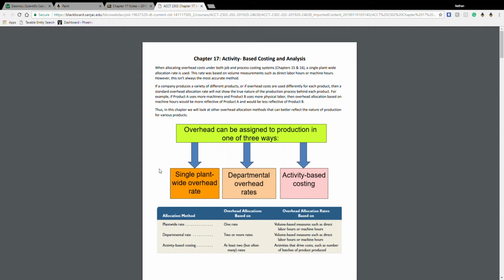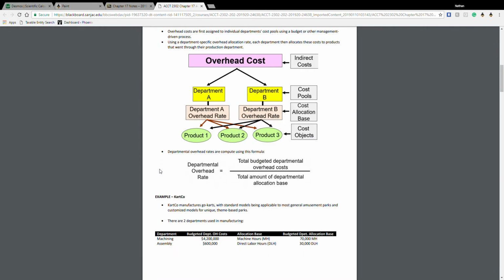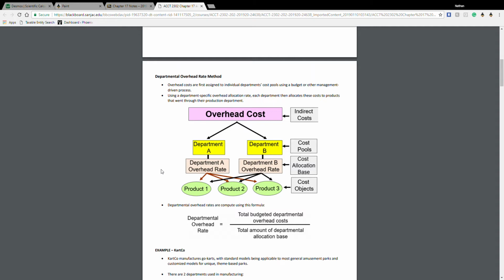So we're going to reflect on those two while we're going through the production process, and we're going to see how these are different from the plant-wide rate that we've already done, and how we can get better. Okay, so starting off, we're going to hit the departmental overhead rate method, and you're going to see this is basically taking our indirect cost. Again, this is all overhead, and we only know the indirect cost that's actually being allocated to these companies.